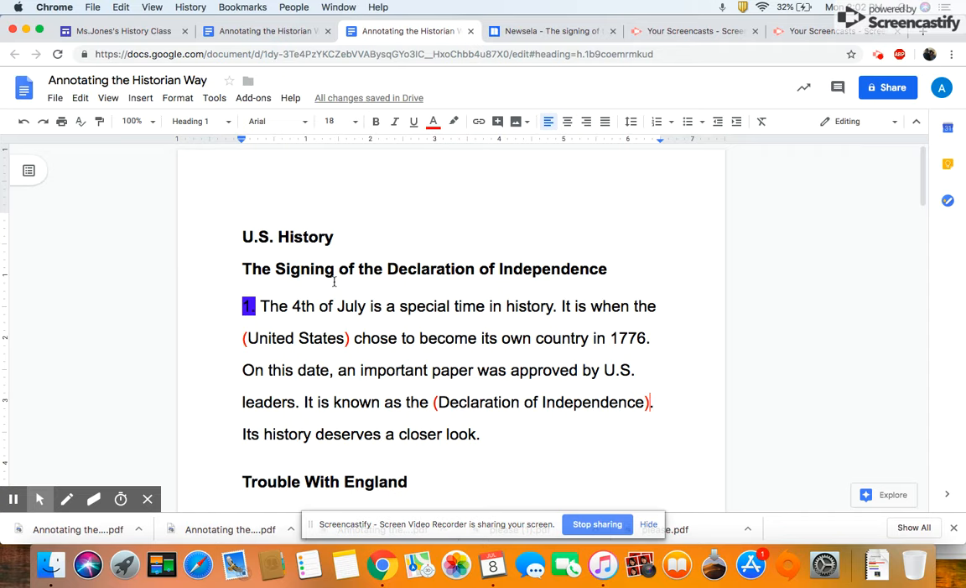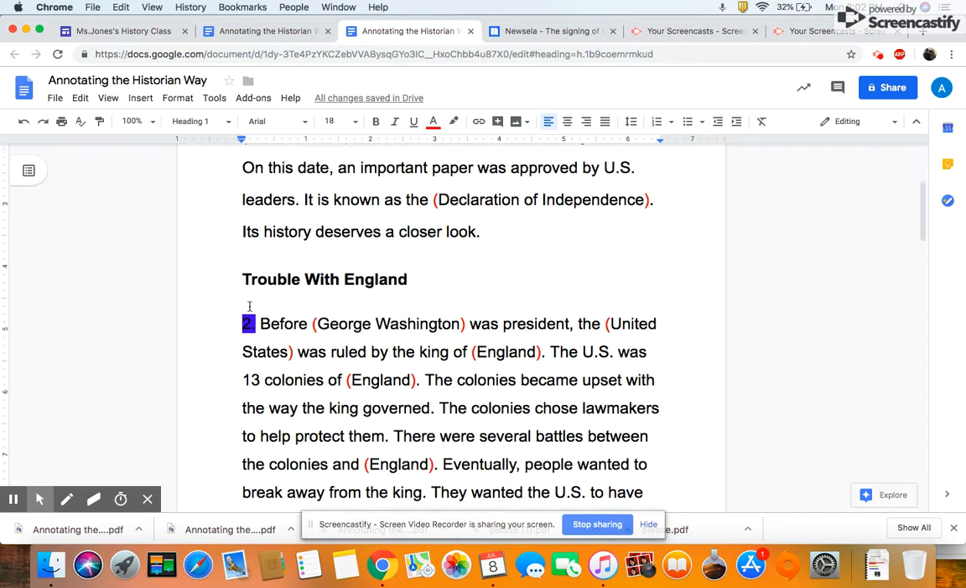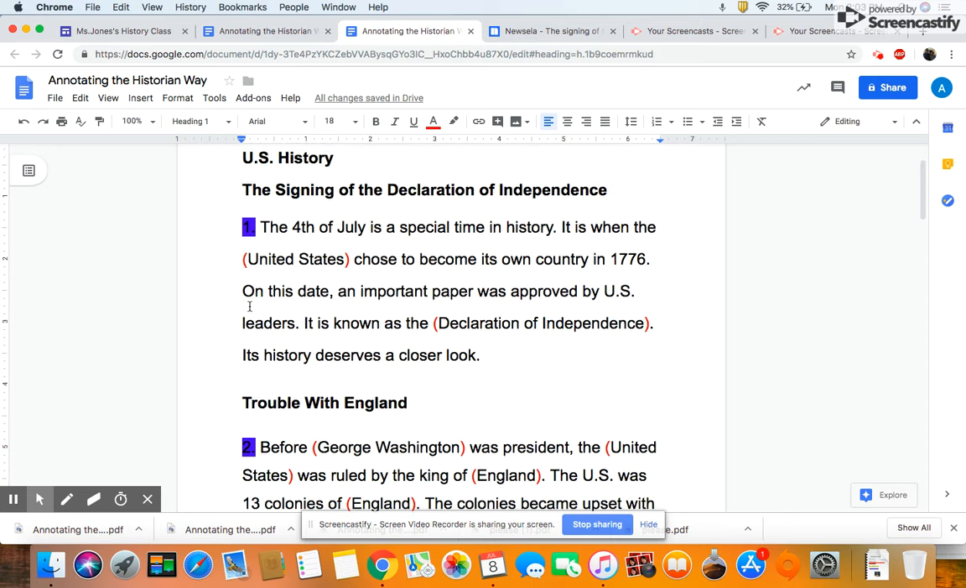So we're going to go back to our article. Like I said, I've labeled our paragraphs already, and I have my important capitalized words circled. So we're going to read the paragraphs for the main ideas, which will be underlined in black.